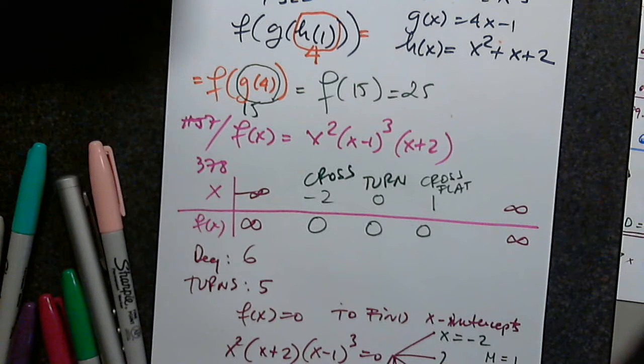One more time. Positive infinity. Crosses at negative 2, 0. It has to come to a turn. How do I know? Because now it's coming to 0, 0 and turns again. And it turns. But it has to come to another turn because it crosses again at 1, 0 and goes to infinity. Ready?